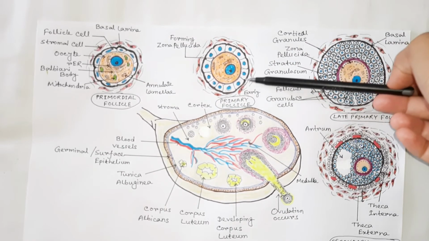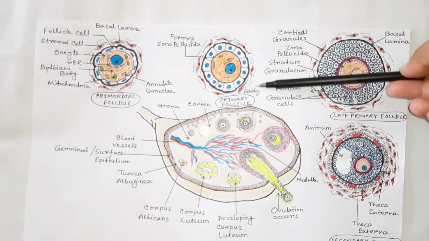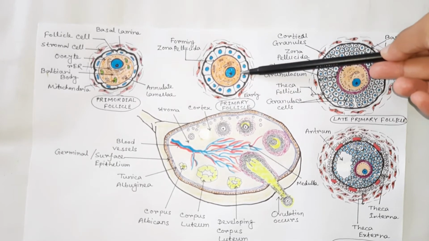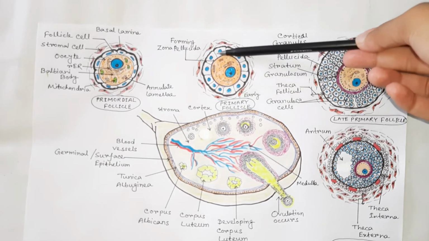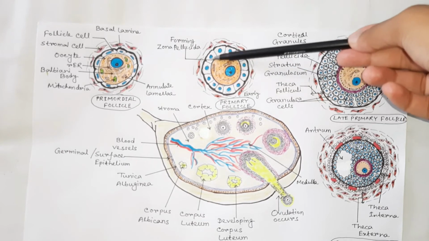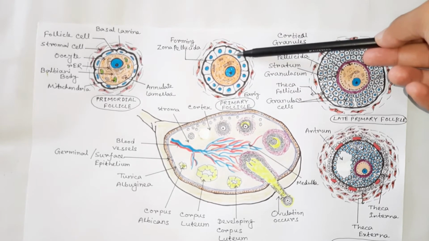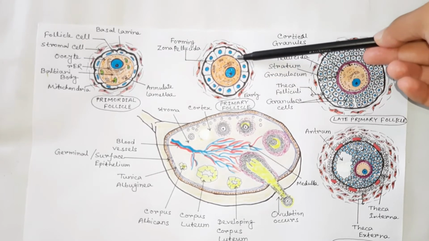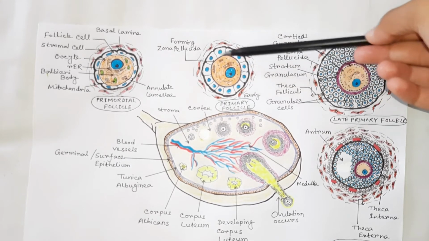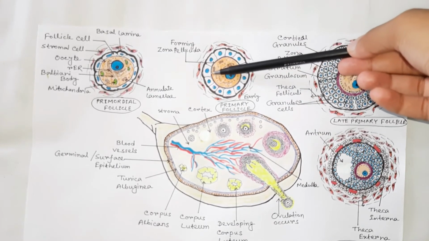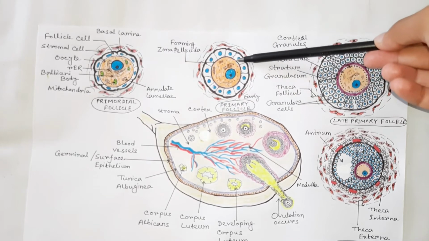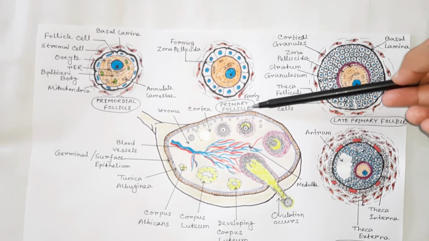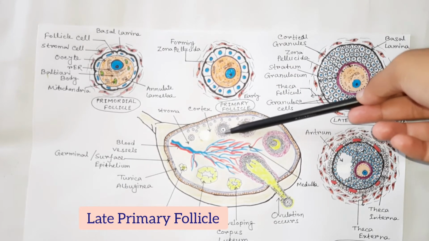This is the schematic diagram of an early primary follicle. Here, the oocyte enlarges, and the surrounding flattened follicle cells proliferate and become cuboidal. The growing oocyte secretes specific proteins that are assembled into an extracellular coat called the zona pellucida. It appears between the oocyte and the adjacent follicle cells. The early primary follicle then transforms into a late primary follicle.